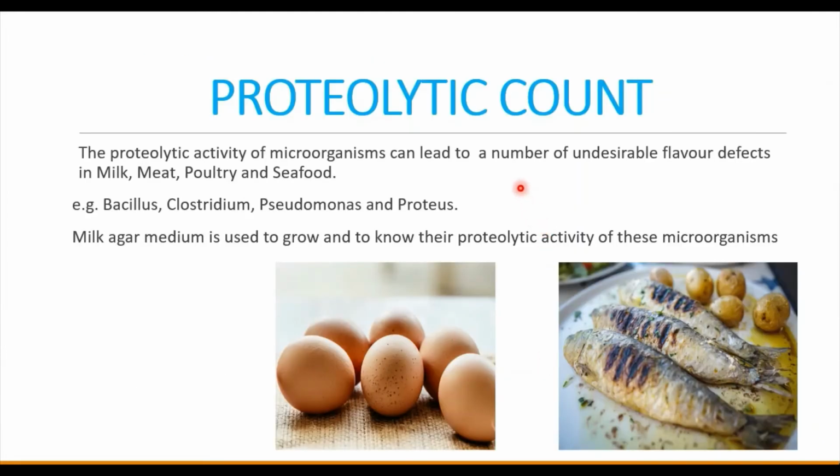Then moving to the proteolytic count. The proteolytic activity of microorganisms can lead to a number of undesirable flavor defects in milk, meat, poultry, and seafoods. The best examples of proteolytic microorganisms are Bacillus, Clostridium, Pseudomonas, and Proteus. For the growth of these organisms, milk agar medium is used to grow them and know their proteolytic activity.